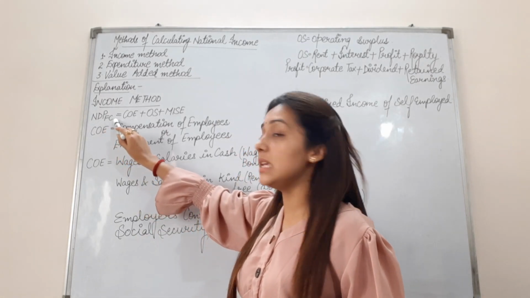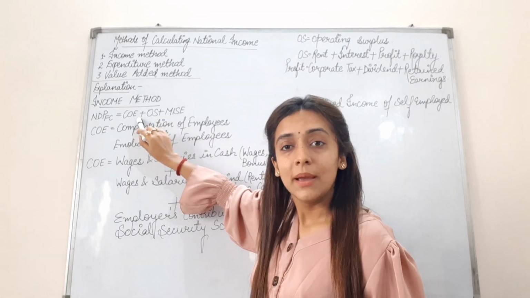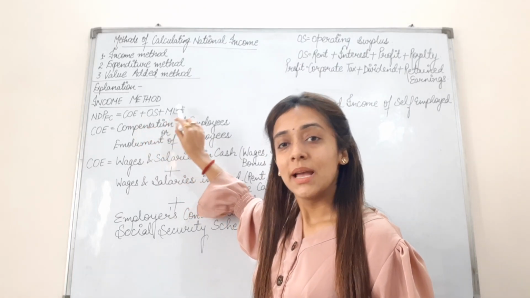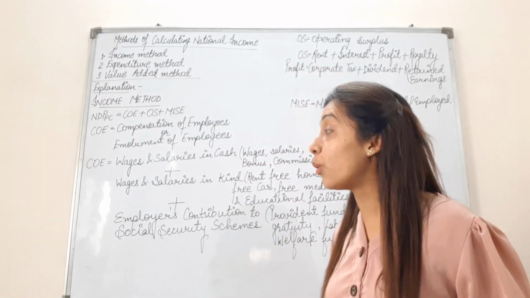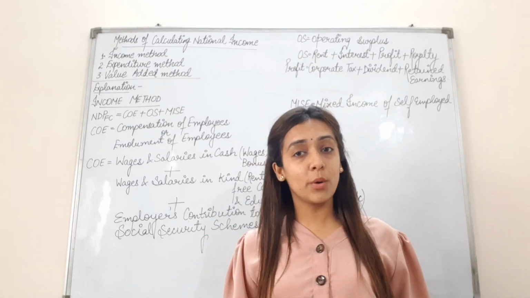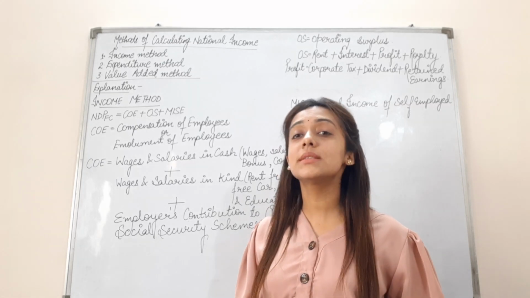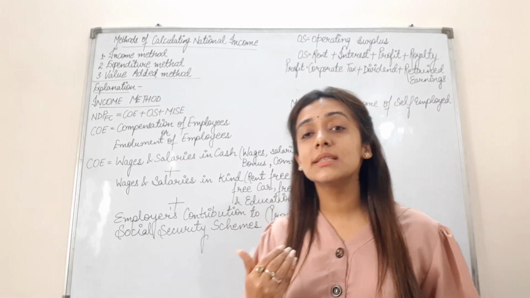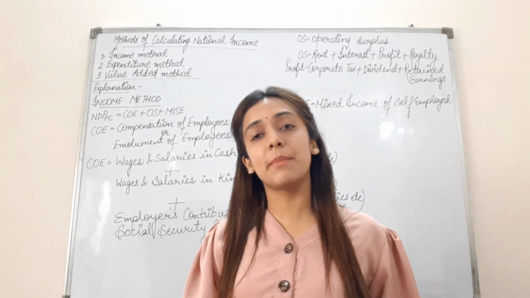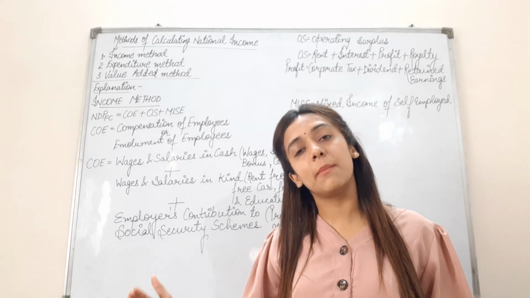So, NDP at FC is equal to COE plus OS plus MISE. What is COE? What is OS? What is MISE? COE is compensation of employees, OS is operating surplus, and MISE is mixed income of self-employed.